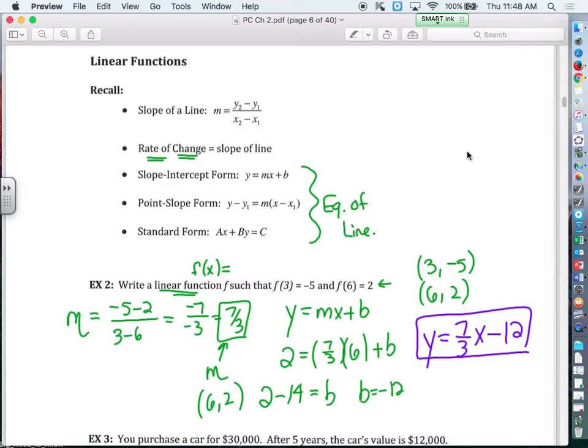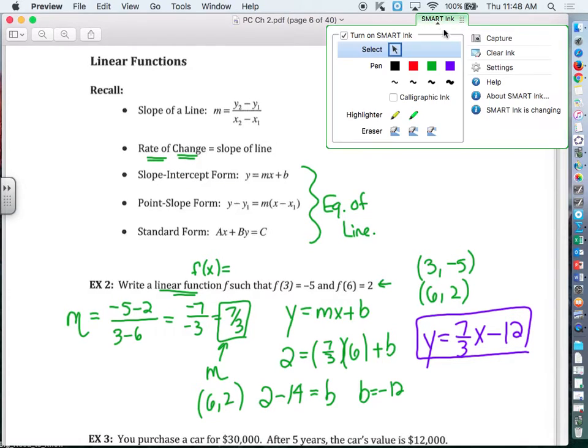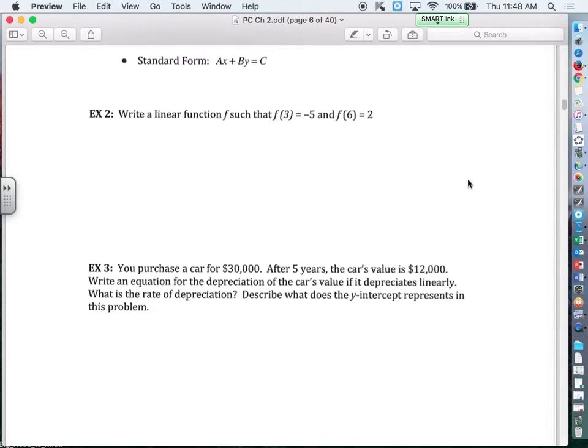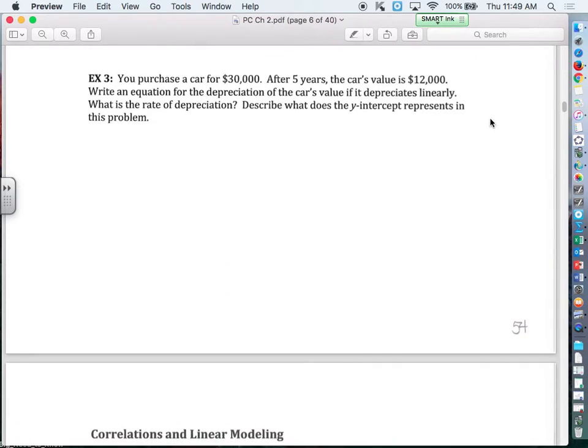So write a linear equation. You'll see a few that are like that. You may see some that are set up as word problems, which is this third example. They actually give us a couple of points, and you may not realize that's what they are. They say you purchase a car for $30,000. After 5 years, the car's value is $12,000. Write an equation for the depreciation of the car's value. If it depreciates linearly, what's the rate of depreciation, and what does the y-intercept represent in the problem?